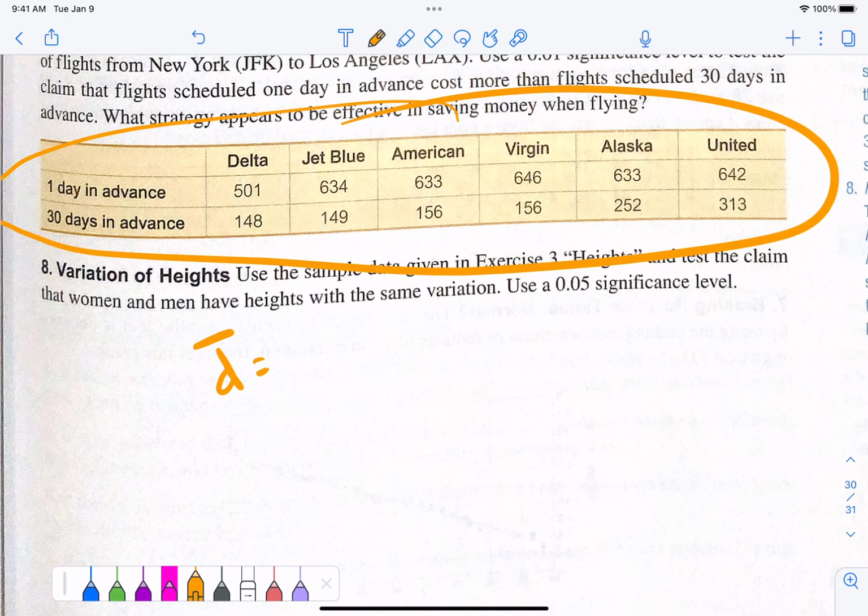Just looking at the table, does it look like you get the same price booking 1 day in advance versus booking 30 days in advance? No. So I'm going to say that these are not going to be equal. We're probably going to get a reject for the equal part, right? Okay. Now what do I get?